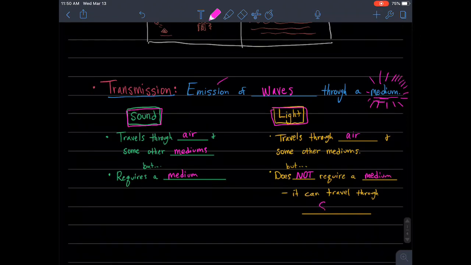It can travel through space, and luckily it can, because we get light energy and heat energy from the sun that travels to the earth, and our earth then traps the heat from the sun through our atmospheric layers. The fact that it can travel through space is really awesome, because otherwise we wouldn't see anything here on earth. So that's the biggest difference: sound needs a medium, light does not need a medium to travel. Sound is a longitudinal wave, and light is a transverse wave.